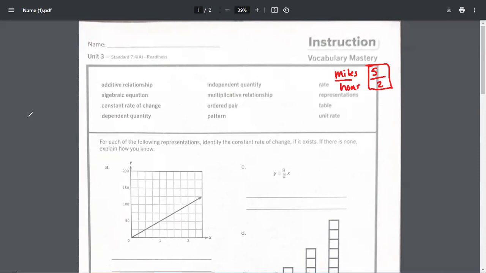All right. Representation is just what is this number representing? Like, give me a 10. What is that 10 representing? What does that even mean? Right. So that's what representation means.